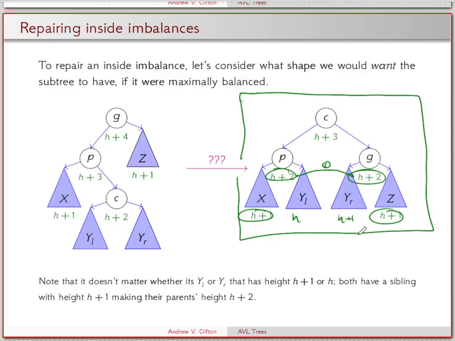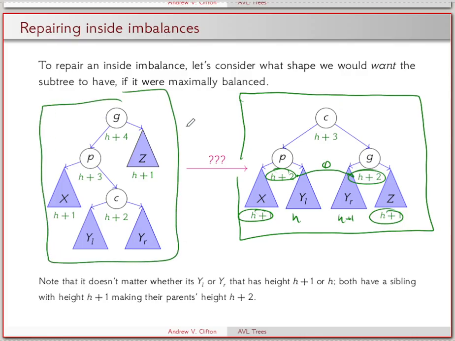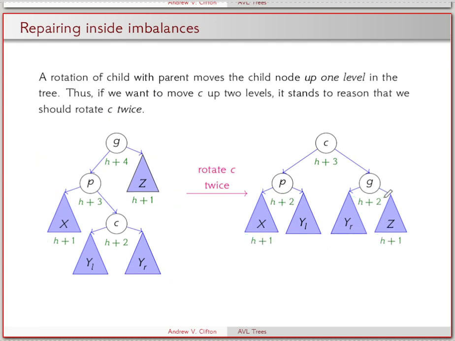So what rotations will it take to go from this shape over here on the left to that shape over there on the right? It's not just one, it's 2 rotations. So I'm going to rotate C twice. You notice that in this shape here, I want C to move up 2 levels from down here to its new home up there. So therefore I need to rotate C twice. This is going to be called a double rotation here.